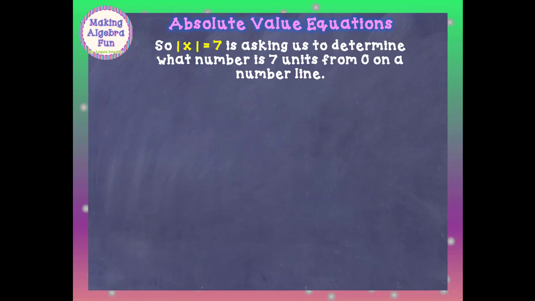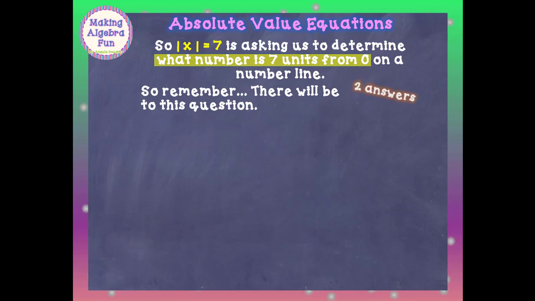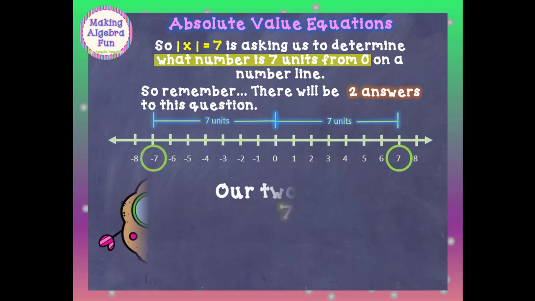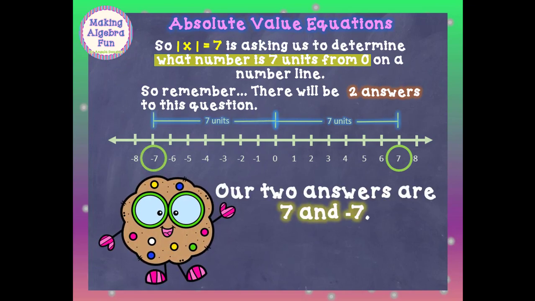So the absolute value of x equals 7 is asking us to determine what number is 7 units from 0 on a number line. So hopefully you're thinking there must be 2 answers. If you look at a number line, 7 units to the right would give you 7, and 7 units to the left would give you negative 7. So those are our 2 answers.